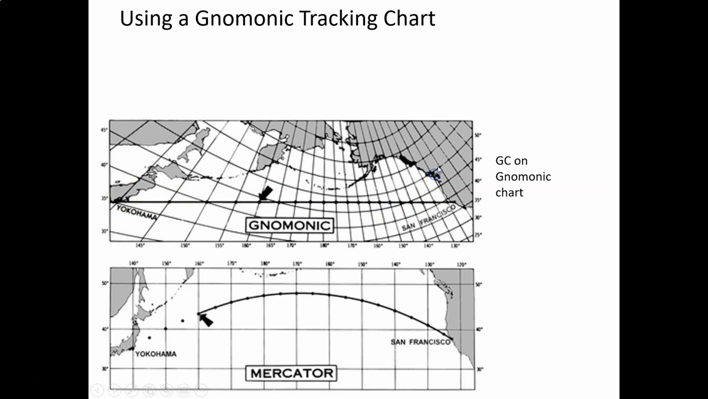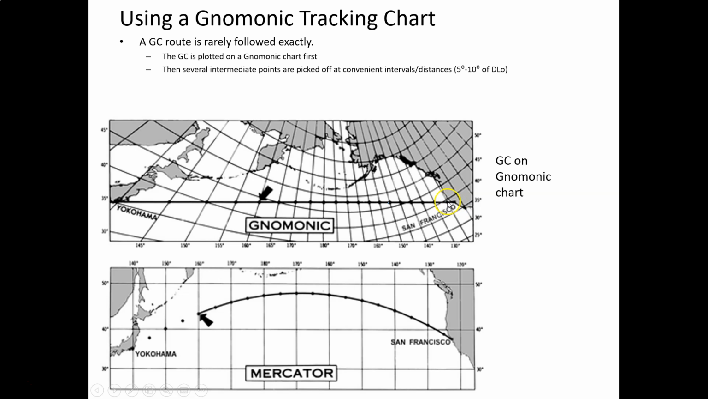So what we typically do is, we rarely follow the great circle route exactly. What we do is we plot it on the gnomonic chart, and then we pick off intermediate points on the great circle. These are usually separated by between 5 and 10 degrees of longitude. It's not random. Up here I might use 10 degrees of longitude because the longitude lines are so close. Down here I might use 5 degrees of longitude because they're farther separated. But anyway, let's not worry about that right now. You pick off the latitude and longitude of these spots. They're about 5 to 10 degrees apart.